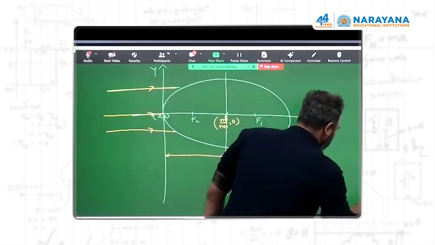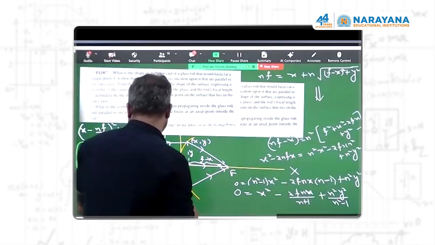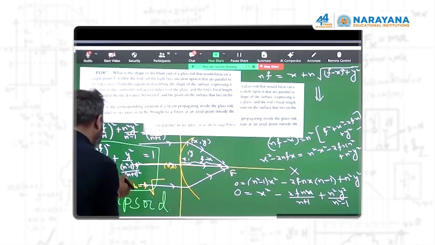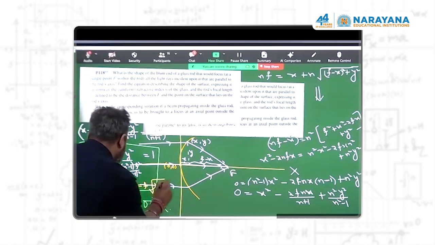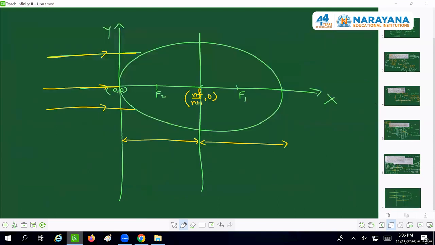And further, you can now check that B distance is, what is your B? It is f root of n minus 1 upon n plus 1. So this is f root n minus 1 upon n plus 1.